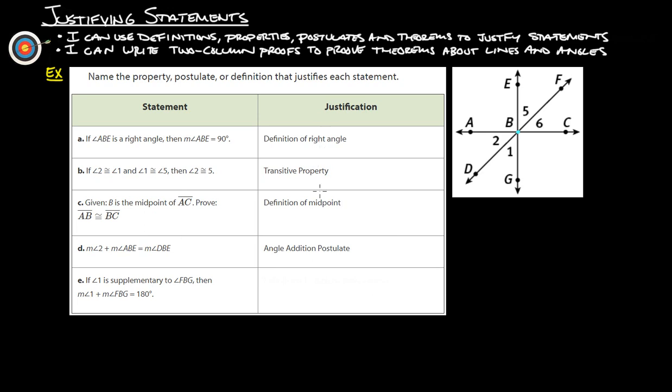Okay, and you do not have to memorize all of these. We'll have ways of making sure that you have a list of these so that you can look at those. Right now we're just trying to see if we can figure out what's going on with these.